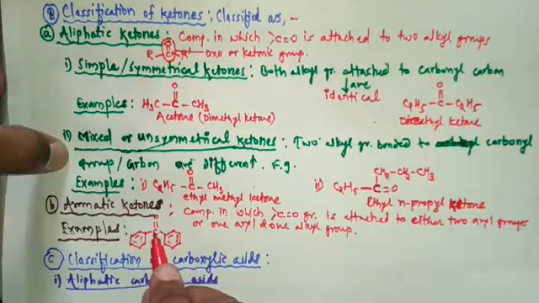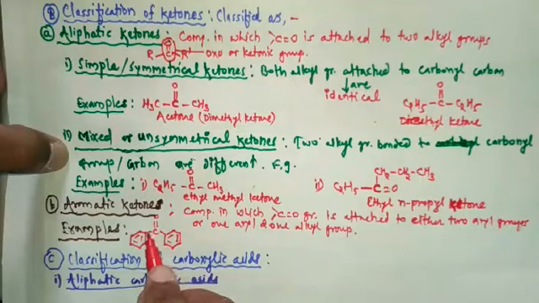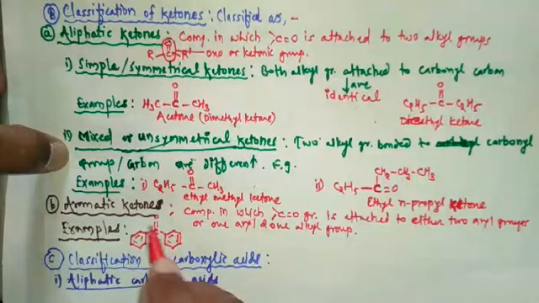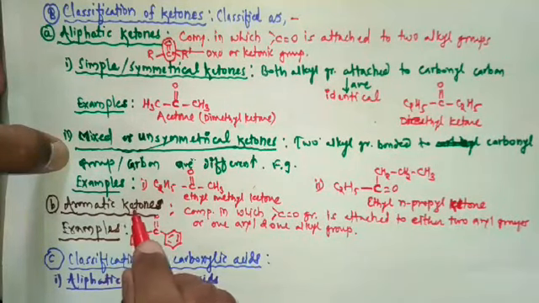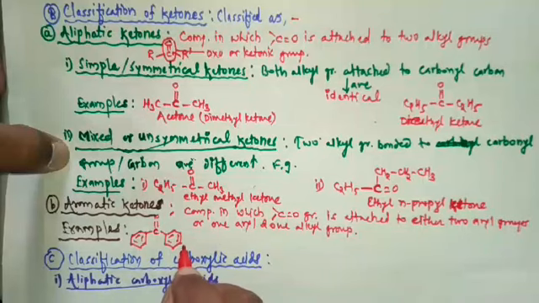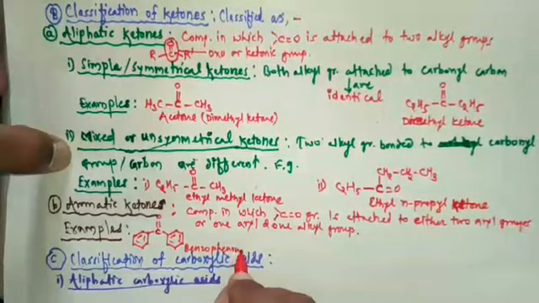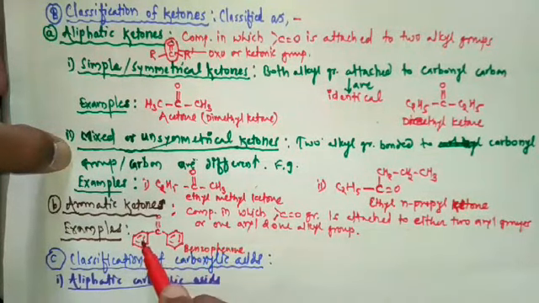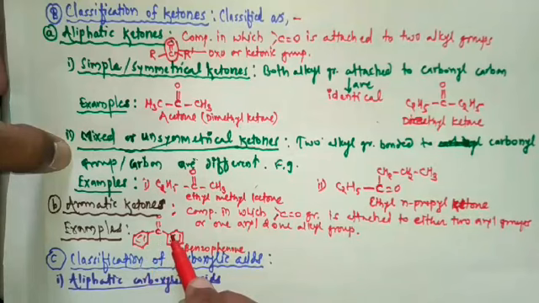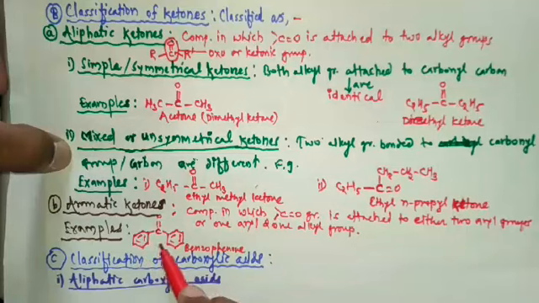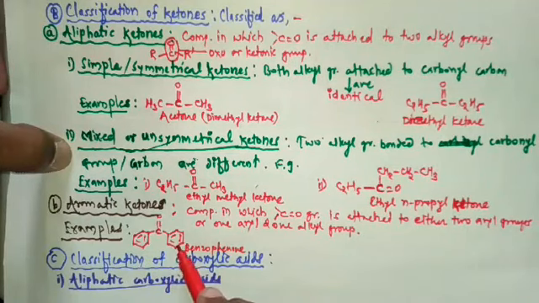So in this ketone, carbonyl carbon is attached to two aryl groups. That's why this is the example of aromatic ketone. Its name is benzophenone, or it is also called diphenyl ketone. Two phenyl groups are attached to the carbonyl carbon. That's why its another name is diphenyl ketone.